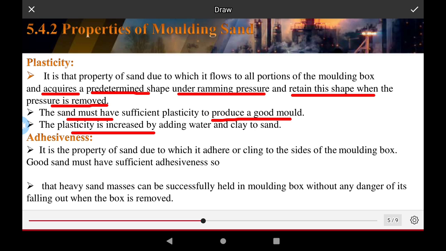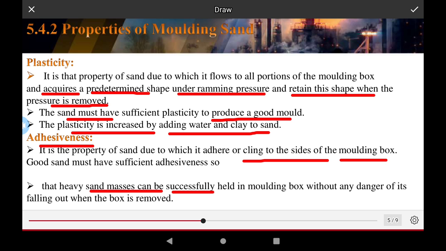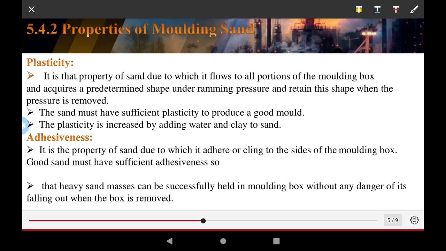The plasticity increases by adding water and clay to the sand. Adhesiveness is the property by which the sand adheres to the molding box. Good sand must have sufficient adhesiveness so that heavy sand mass is held in the molding box without any danger of falling out when the box is removed.